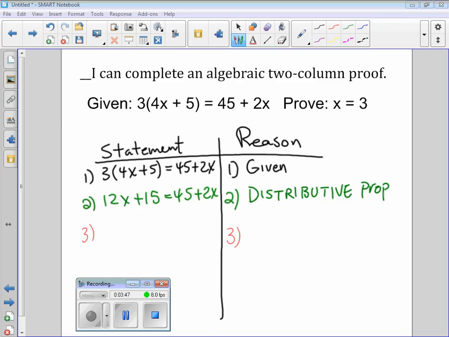Okay, and there I have it. So see if you can guess what my line 3 statement's going to be. Basically, I'm not going to show my work. I'm going to alter that equation to a new equation. Again, I'm working this equation just like I did before to get it to be x equals 3. So see if you can guess what my line number 3 statement is and the reason for it.